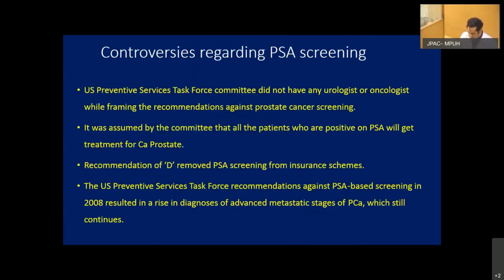About this controversy, they said it was assumed by the committee. Why did they recommend against PSA screening? Because they said that in patients who have a high PSA, all will undergo a biopsy. And they thought that all who undergo a biopsy or are positive on PSA will need to undergo prostatectomy or radiation therapy. Again, they gave a recommendation of D, against screening. So what happened was all the insurance companies deleted PSA screening from their coverage. So patients now needed to pay if they wanted to get PSA screening done.